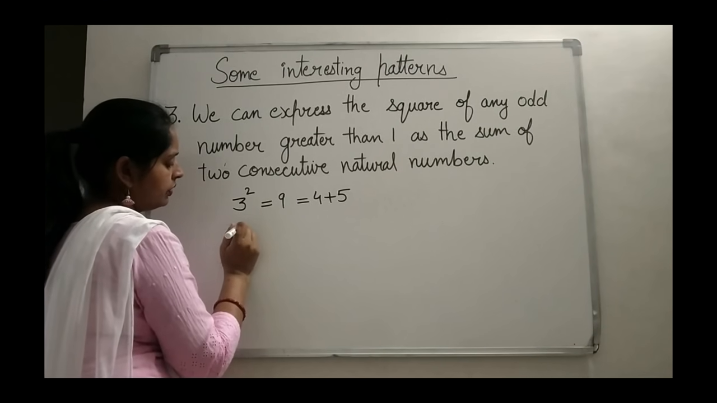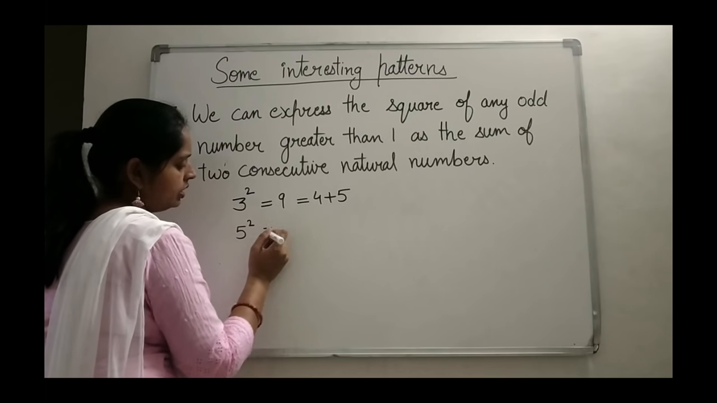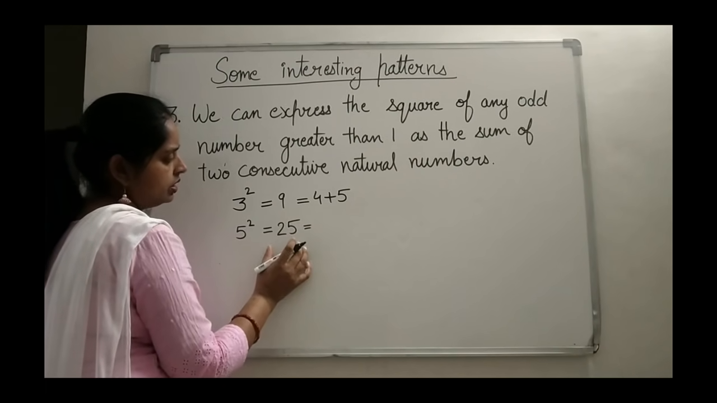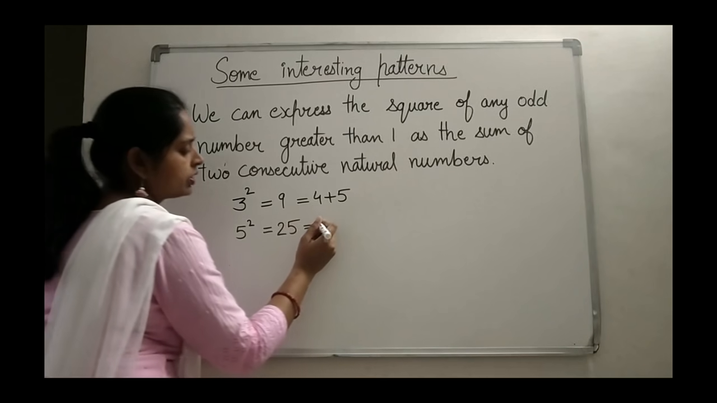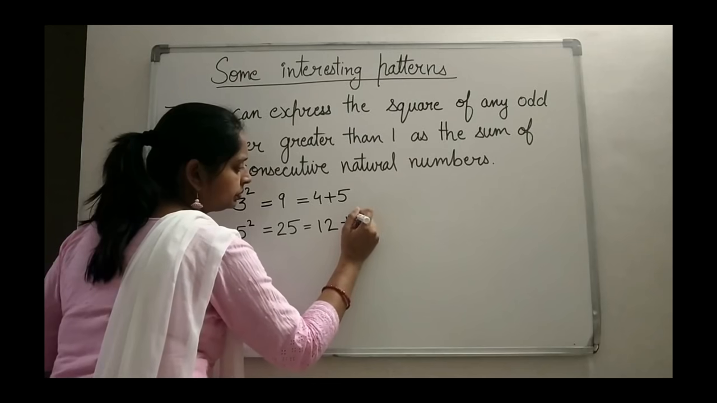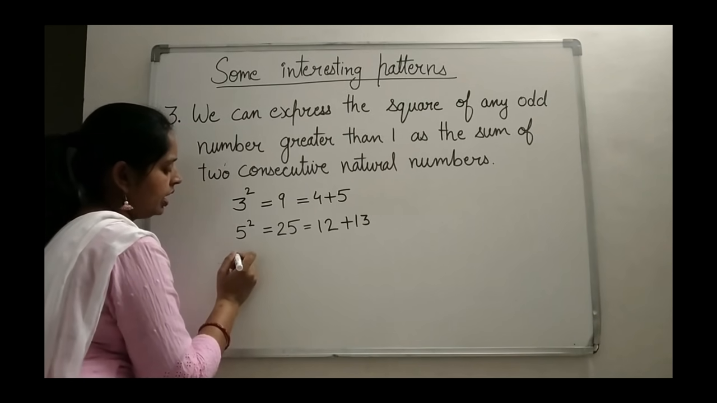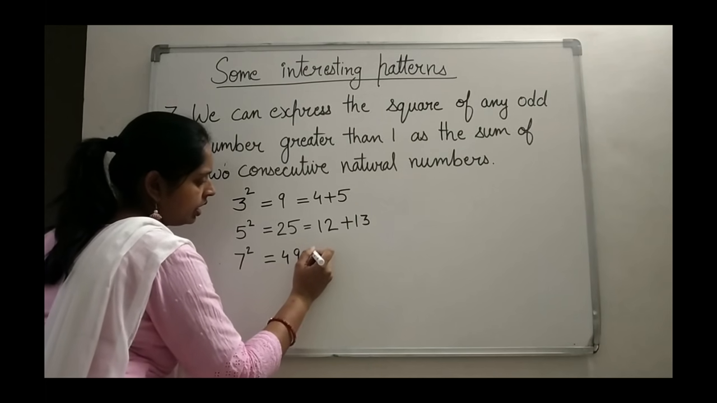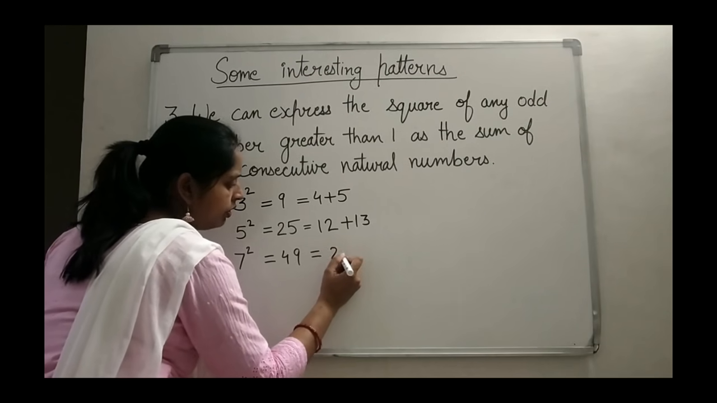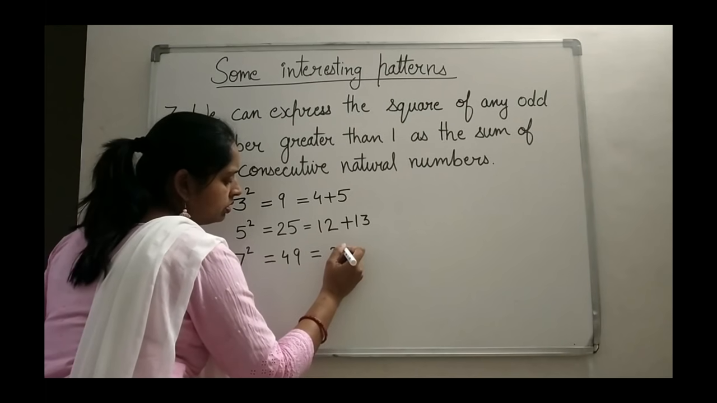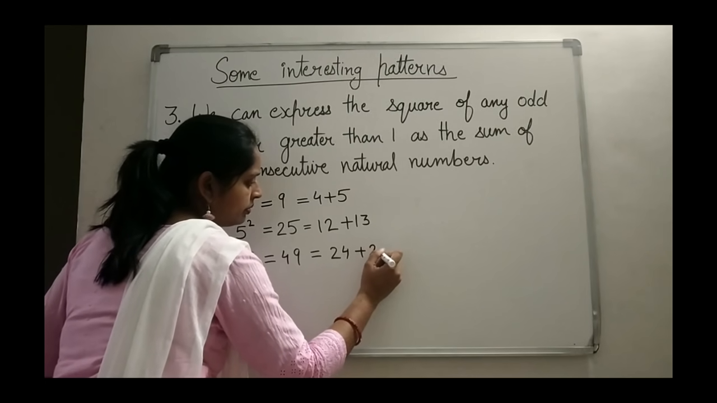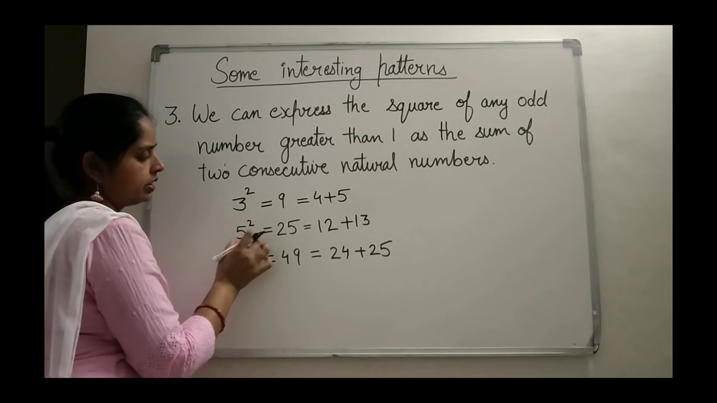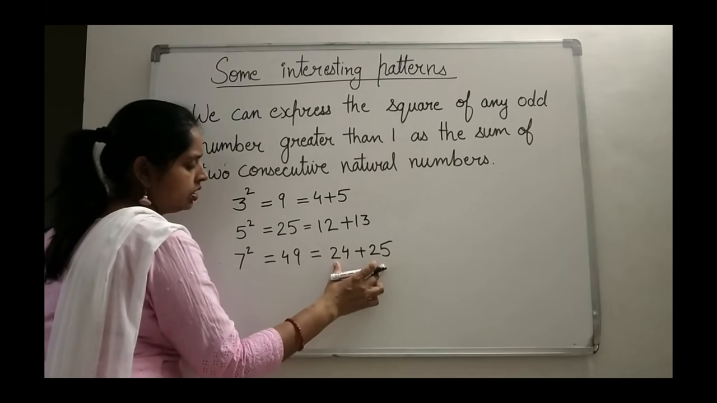So, the square of any odd number can be expressed as the sum of two consecutive natural numbers. Similarly, you can see for 5 square. How much is 5 square? That is 25. Right? And 25 can be written as the sum of two consecutive numbers like 12 plus 13. Similarly, you can have 7 square. 7 square is how much? 49. And this can be written as the sum of two numbers like 24 and 25. You can see any odd number square can be written as the sum of two consecutive natural numbers.